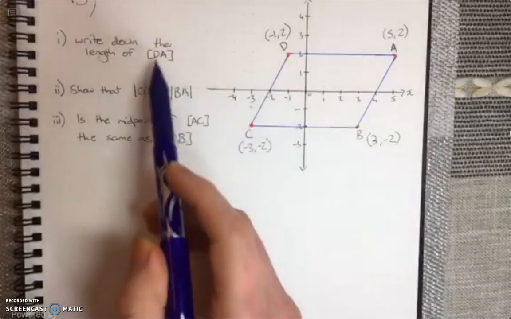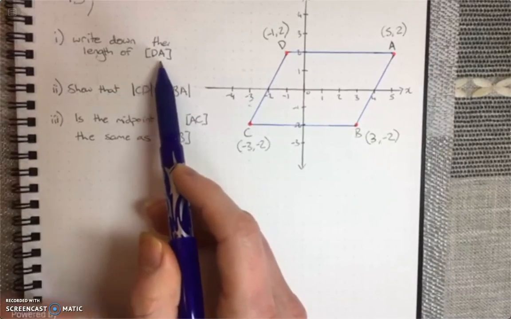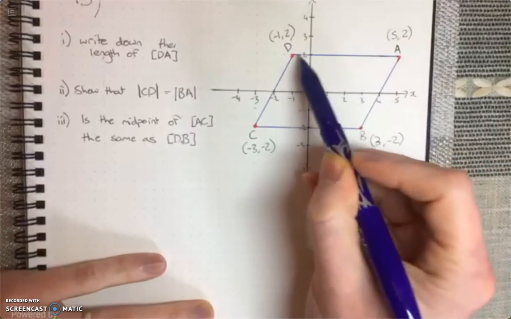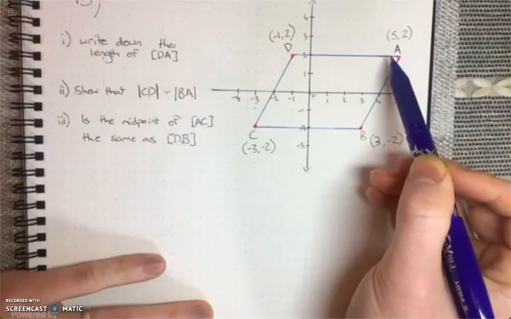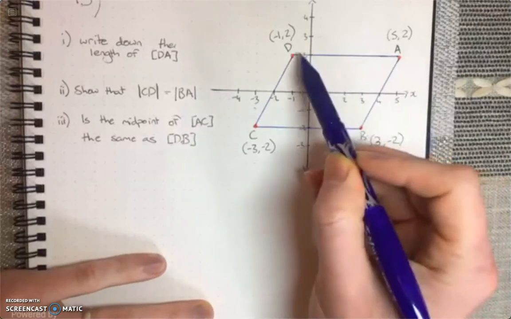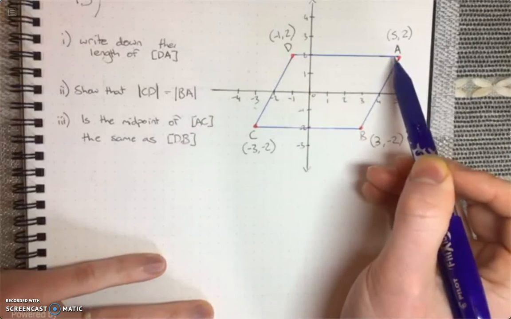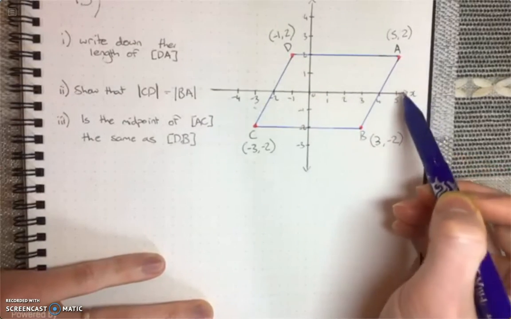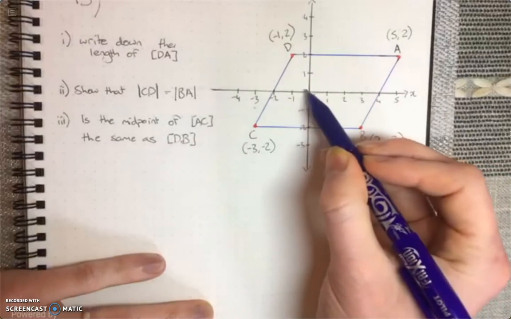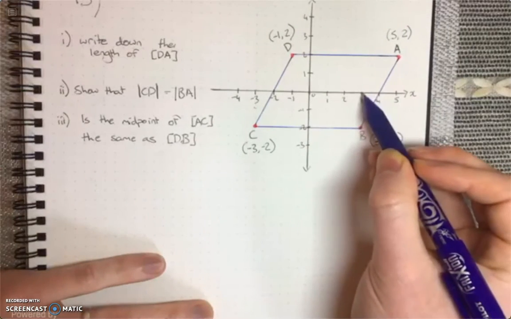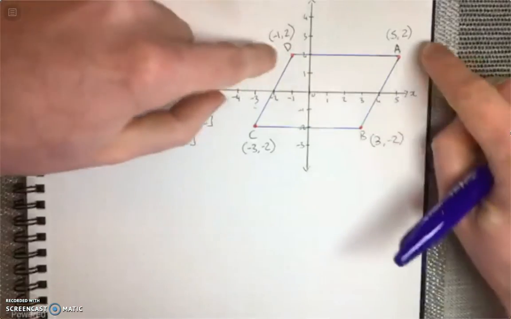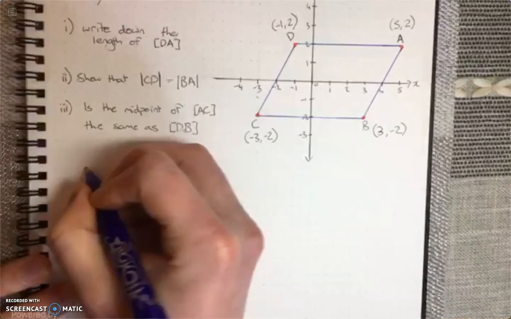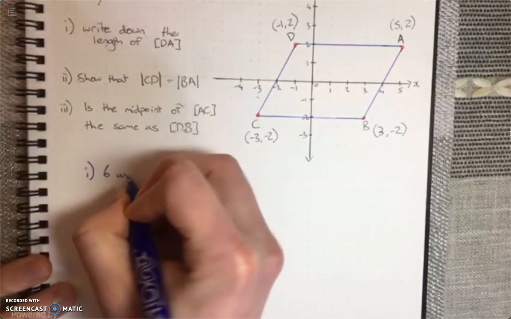So for this guy here, the first part, you can use the distance formula, but a little trick. When you've got a perfectly horizontal line, such as here, from D to A, we don't need to use the distance formula. We just look at how many boxes it is across. So we start at -1, and we go all the way to 5. So let's just count the boxes. 1, 2, 3, 4, 5, 6. So the distance from D to A is 6 units. So for the first one, I'm just going to put 6 units.